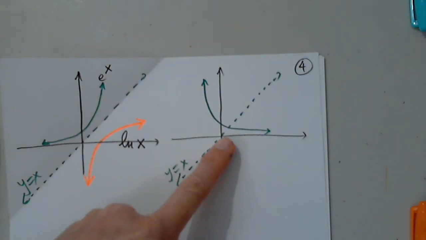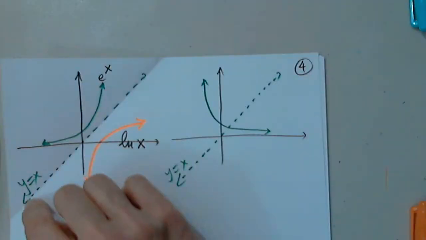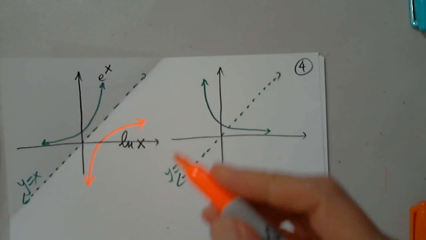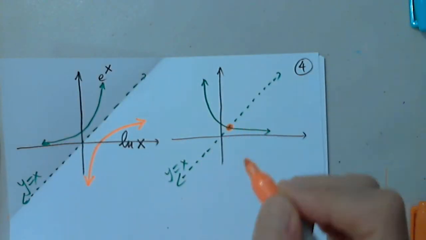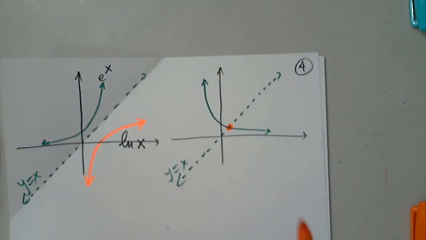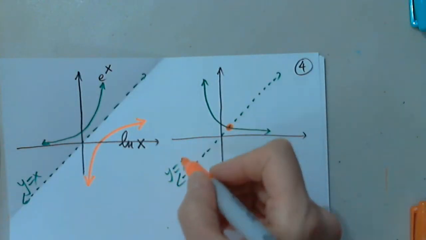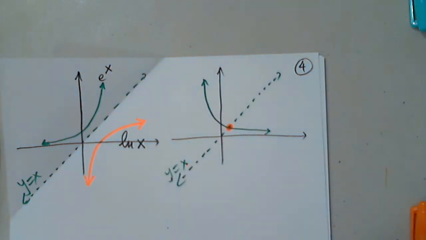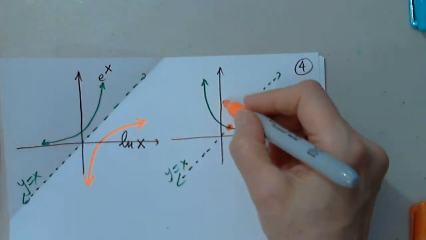Same thing here. Notice that this function does not cross y equals x, but this one does. That particular point must belong to both, because I can reverse it. It's the same. If it's 1, 1 on y equals x, when I reverse it, it's still 1, 1. So here's the graph.